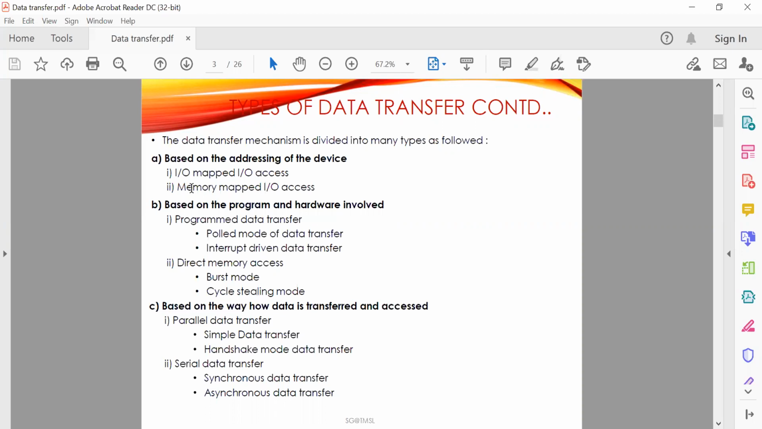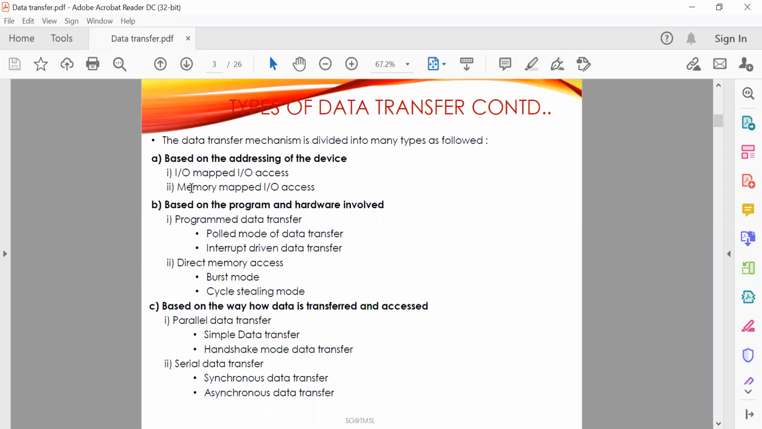In poll mode, data is read from the input device by the processor at a time determined by the processor, and this poll mode of data transfer can be done in two ways: synchronous or simple IO, and handshake IO. In simple or synchronous mode, it is better to consider it a simple data transfer technique where the data is read from the input device by the processor irrespective of the status of the input device.